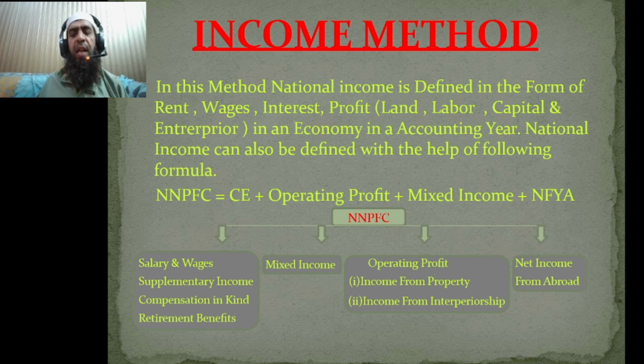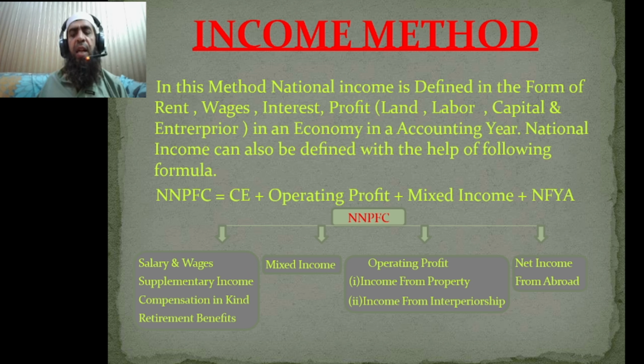Expenditure method, this is the last method. National income can also be calculated by the expenditure method. In an economy, in an accounting year, it can be defined as follows. We calculate all the expenditure and add it all up, and that becomes national income.